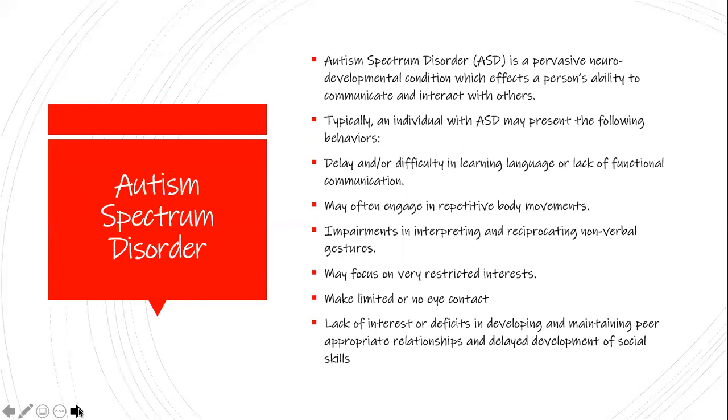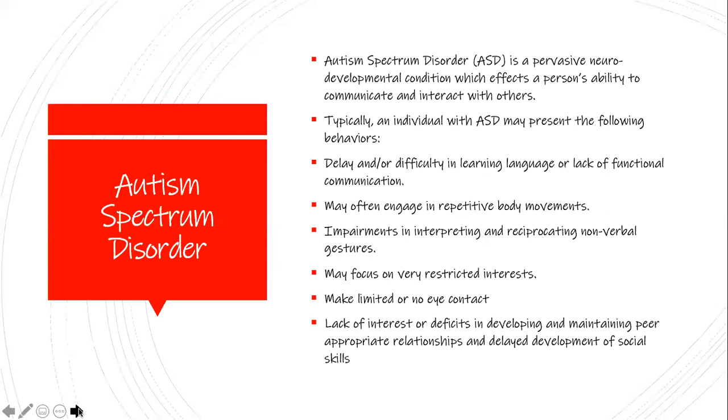So I'm going to start with defining what the autism spectrum disorder is and what it looks like for some individuals. So the autism spectrum disorder, otherwise known as ASD, is a pervasive neurodevelopmental condition which affects a person's ability to communicate and interact with others. Typically, these signs present themselves pretty early on in the individual's childhood, and it can vary on what is presented as well as the severity for each person.